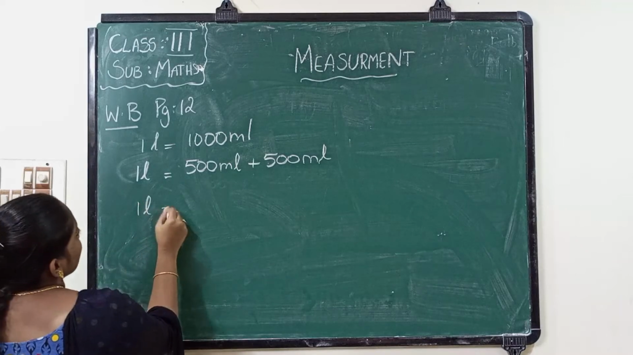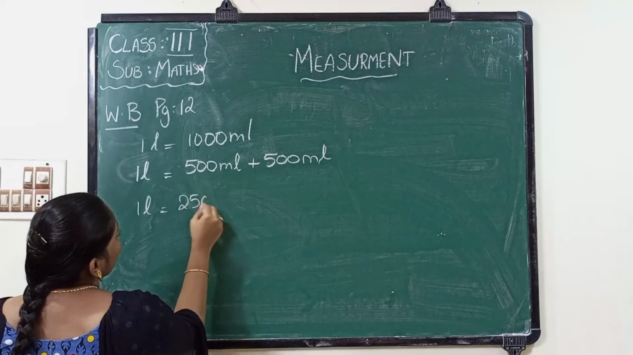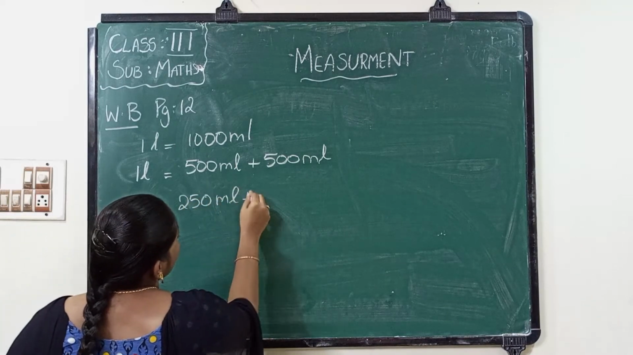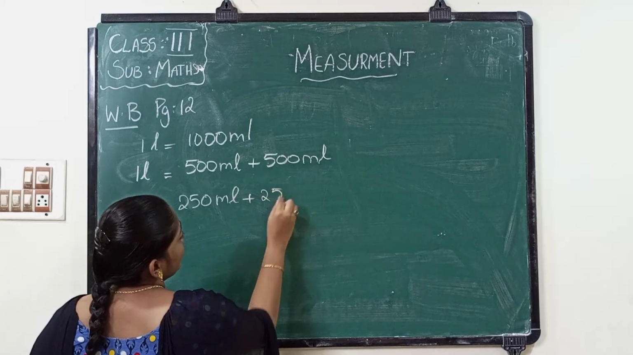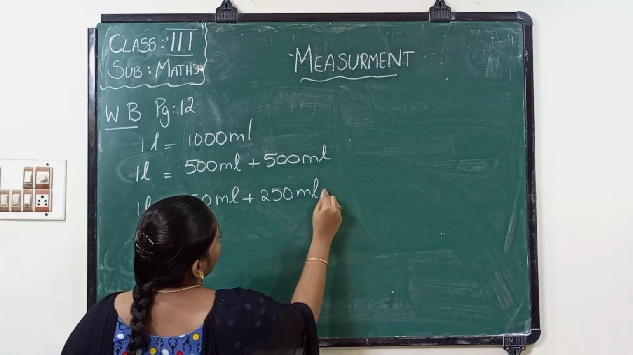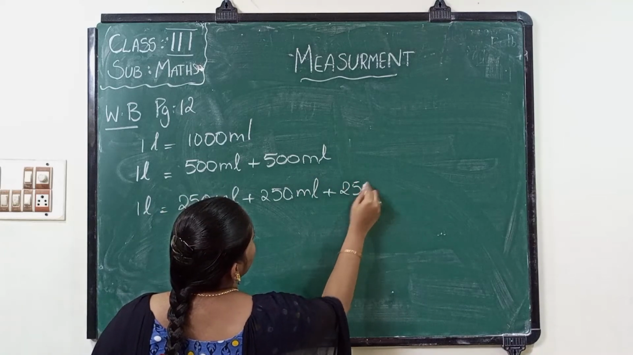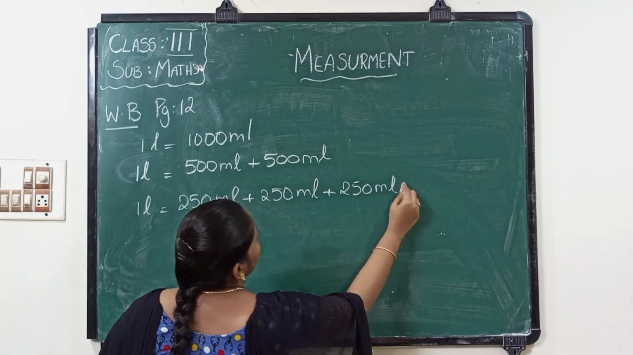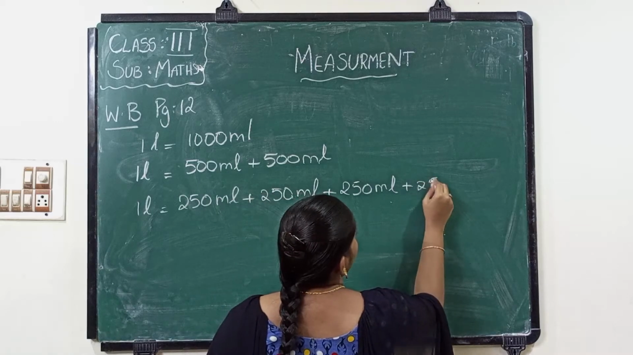Next one. 1 liter is equal to how many mLs we can write? 1 liter is equal to 250 ml plus 250 ml plus 250 ml plus 250 ml.